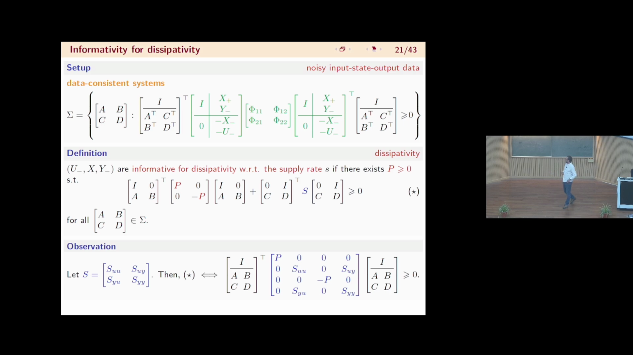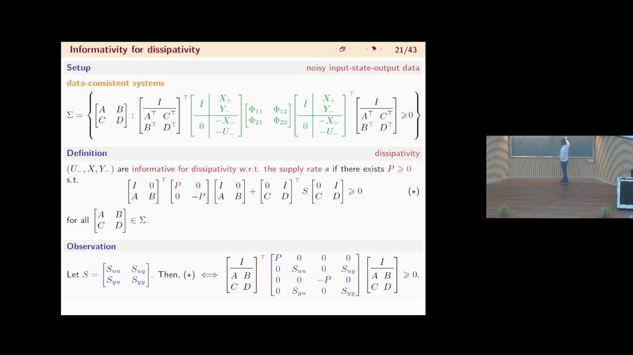Once you have this idea, you can work out different scenarios, like without a state, just input, output, and so on. But let's see why star is equivalent to this blue quadratic matrix inequality. Well, I think it is enough to write star just a little bit differently, and then the rest is going to be immediate.